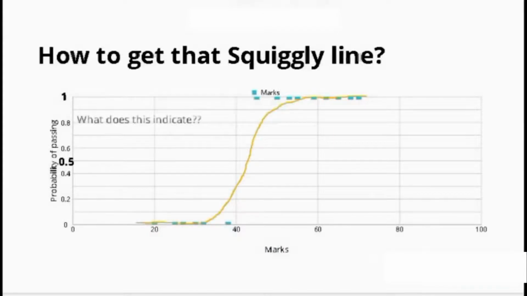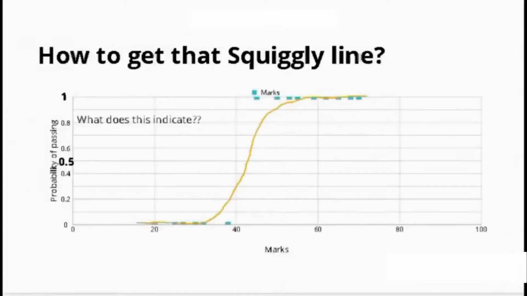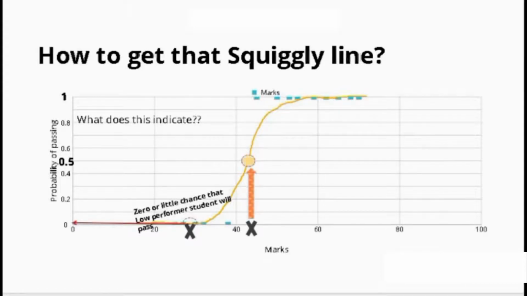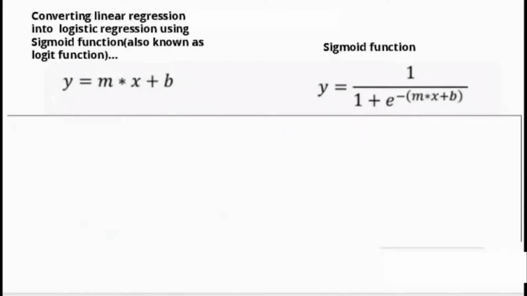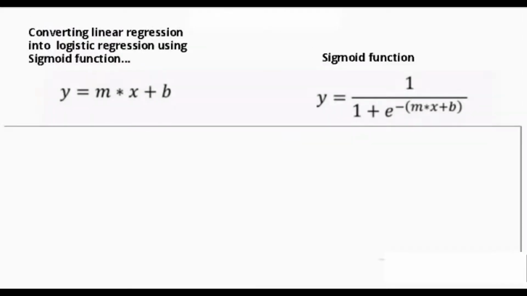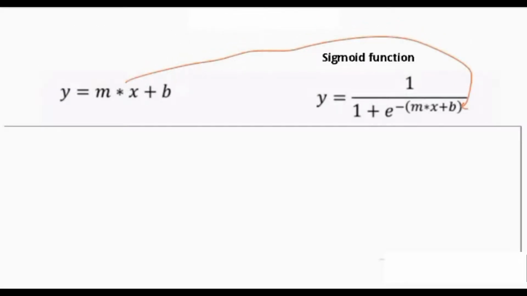Before that, let's first see what the squiggly line indicates. This point shows a very little chance for low performers. This point shows a 50% chance for average performers. And this point shows a 100% chance for high performers. Now let's see where the S-shaped squiggly line came from. Something called a sigmoid function transforms the linear regression straight line into the logistic regression S-shaped squiggle.